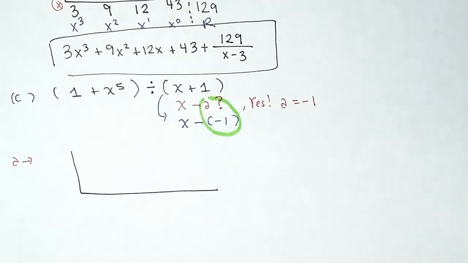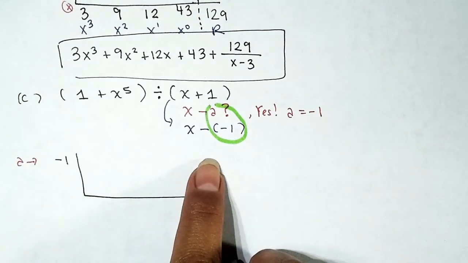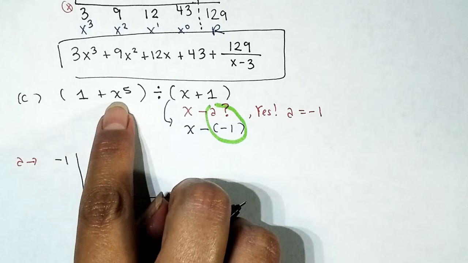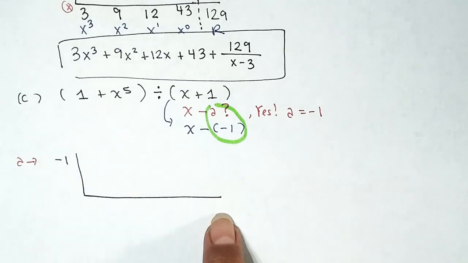Value of a is -1. Top row, we're going to put the coefficients of all the terms in the polynomial that we're dividing into. Bottom row is our work. Final row is the answer.